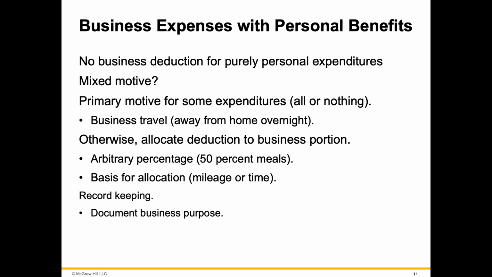For some expenditures, the IRS examines the primary motive to decide if the expense is deductible. If the primary motive is business, the expense may be deductible. If the primary motive is personal, the deduction could be disallowed. For certain expenses like business travel, the primary purpose must be business for the IRS to allow any deduction. If the primary purpose is personal, the entire expense would be disallowed.